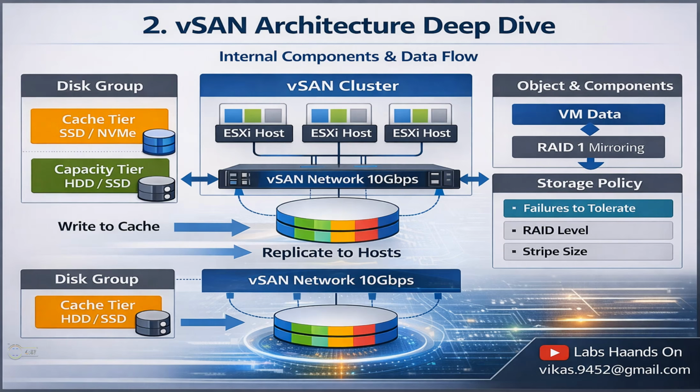All disks on all hosts are combined into a single data store, which I have shown you in my environment. The second component is storage policy. Instead of manually managing storage, vSAN uses policies, for example the number of disk failures to tolerate, which is FTT, and RAID levels such as RAID 0, 1, 5 and 6. A real life example: a banking application needs high availability. You can ensure FTT2, basically two failures to tolerate, so data is replicated across multiple hosts.